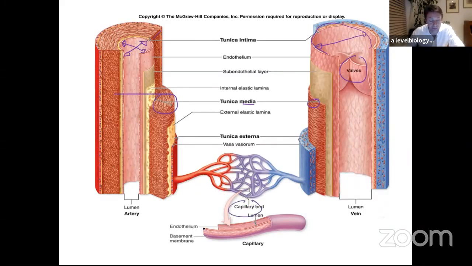The capillaries are only one endothelial cell around the capillary, so that gives you a very short distance for diffusion. The capillaries are very narrow, which is going to cause a decrease in the pressure, because it's going to cause an increase in the resistance, because you're forcing blood through a very small tube, and there's lots of them.